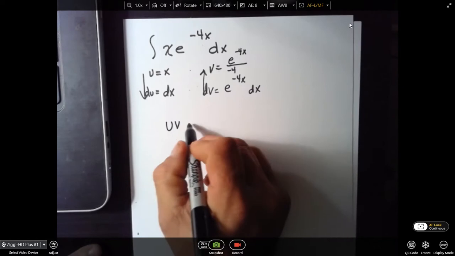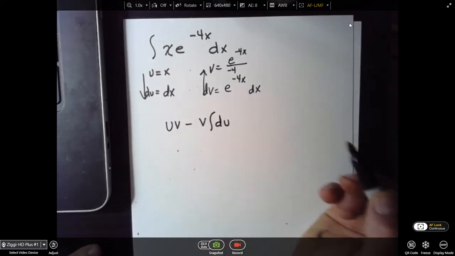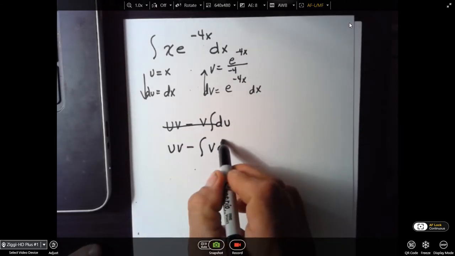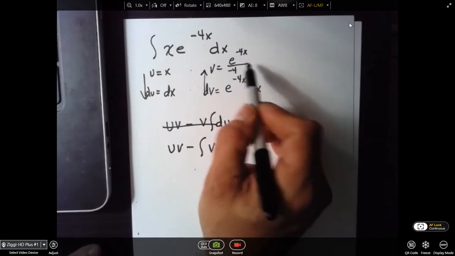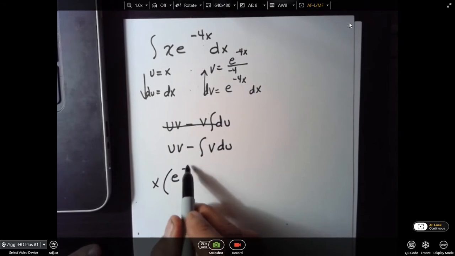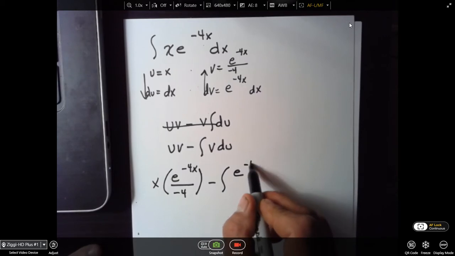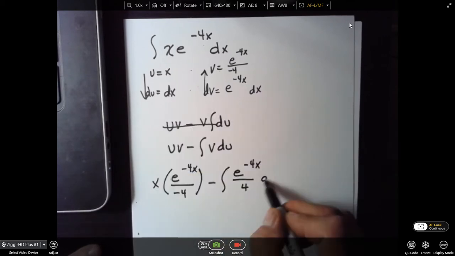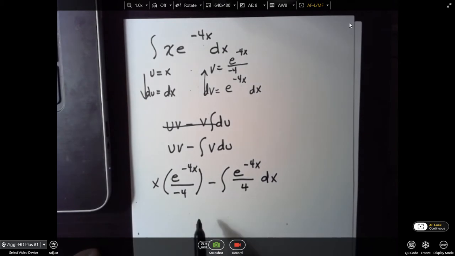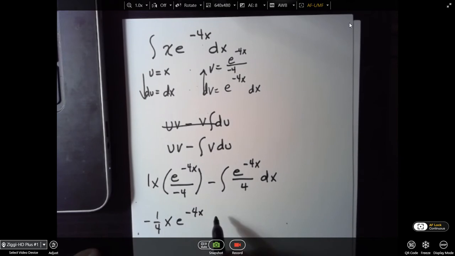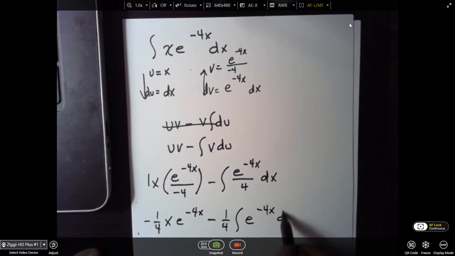Ultraviolet minus voodoo. So ultraviolet is x times all this, minus the antiderivative of e to the negative 4x over negative 4 dx. Go ahead and pull everything you can out. Negative 1/4 x e to the negative 4x. I just brought this 1/4 out, there's a 1 over negative 4. I brought it out. Minus 1/4 antiderivative of e to the negative 4x dx.